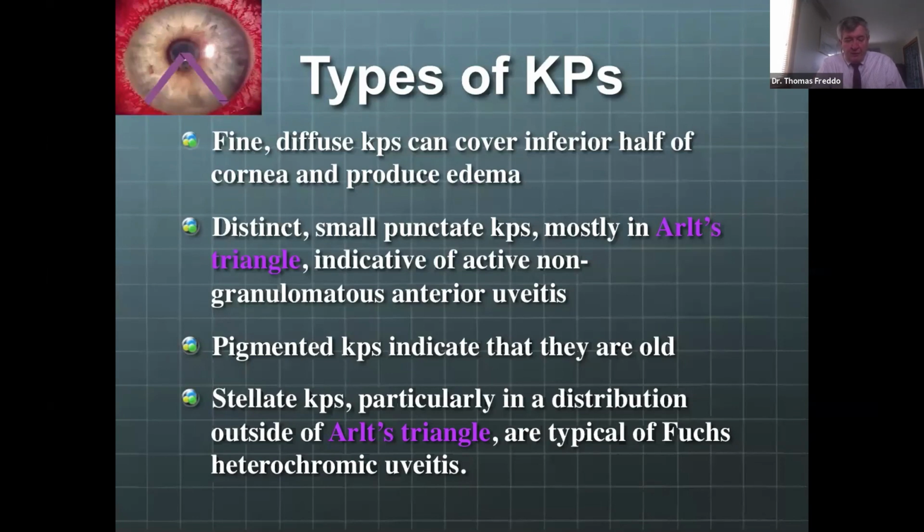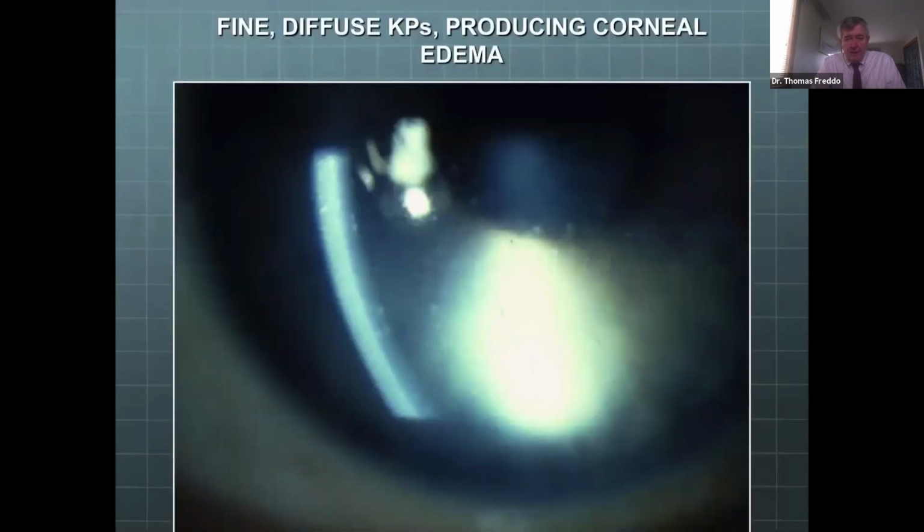So whether or not the patient can tell you that they've had a previous bout of this red eye, they've had a previous bout, because it is only pigmentation in KPs that occurs with time after a bout has resolved. Then there are these KPs called stellate. And what makes them unique, particularly in a distribution outside of Arlt's triangle, is that these are typical of Fuchs heterochromic uveitis. Here's an example of those fine KPs on the inferior half of the cornea only.